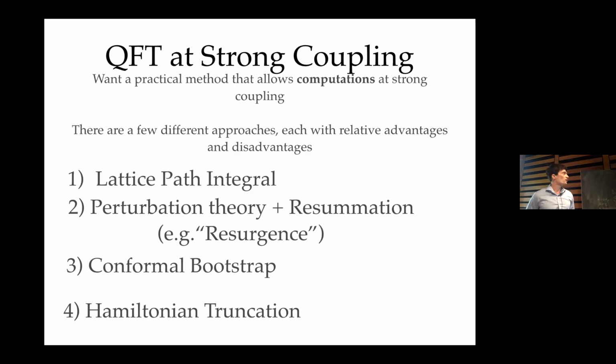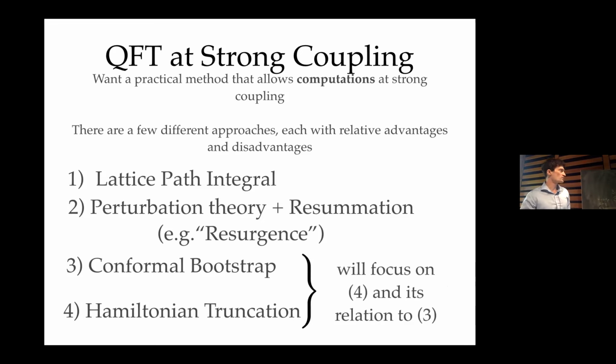So there's what you might call sort of improved perturbation theory. That is taking what we know in perturbation theory and trying to resum it in one way or another. And then I've written two more approaches up here, conformal bootstrap and Hamiltonian truncation. And today I really want to talk about number 4, Hamiltonian truncation, but also to some extent its relation to number 3, the conformal bootstrap. All right, so this is what I'm going to be discussing today.